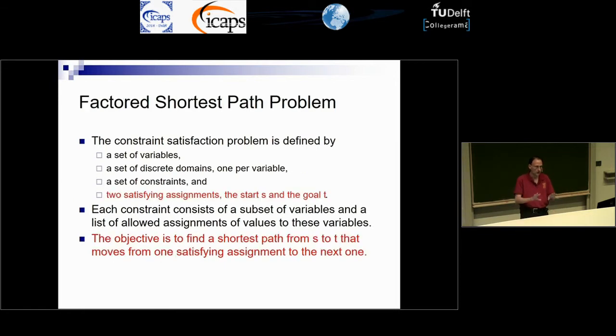Okay, great. So in order to introduce the factored shortest path problem, I leave the definition basically unchanged. So we still have a set of variables, a set of discrete domains, and a set of constraints. But now I'm also giving you two satisfying assignments, the start assignment and the goal assignment. And the objective now is slightly different because what I want to do is I want to find a shortest path from the start to the goal assignment that moves from one satisfying assignment to the next one. Okay, that sounds sort of a little bit dreary. At least I didn't say that a factored shortest path problem is a 4-tuple.